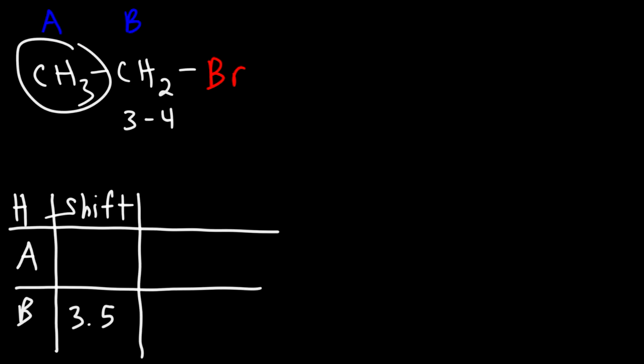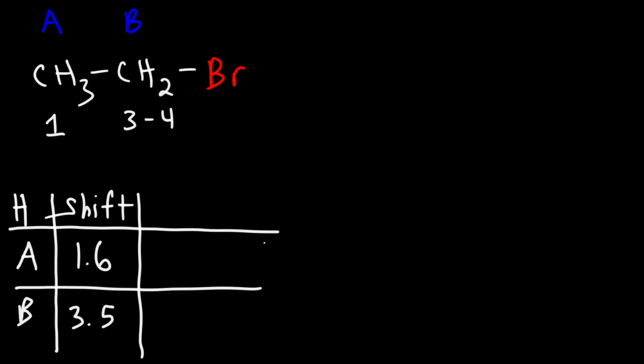Now, a methyl group typically has a chemical shift of around 1. However, it's not too far away from this electron withdrawing group. So it's going to be a little more downfield compared to 1. It might be 1.5 or 1.6. So we'll go with 1.6.